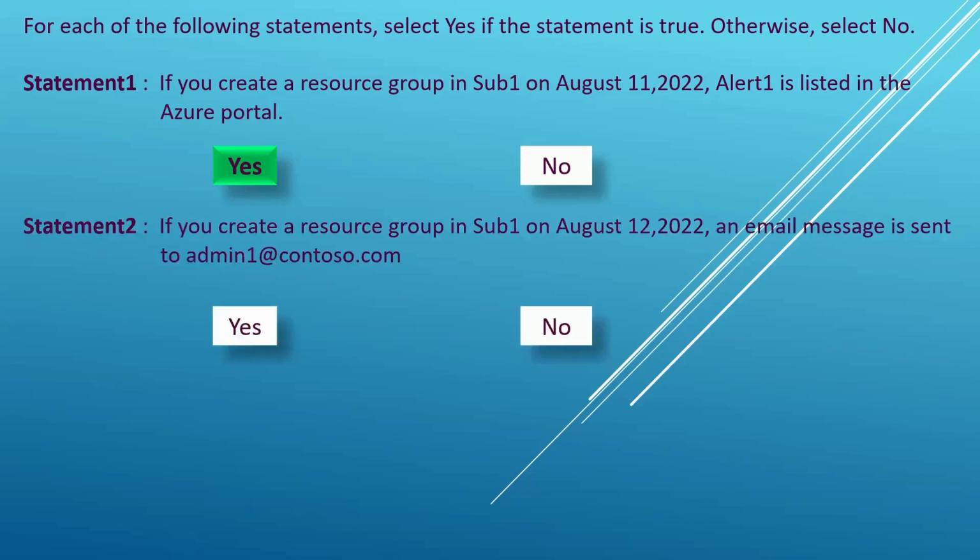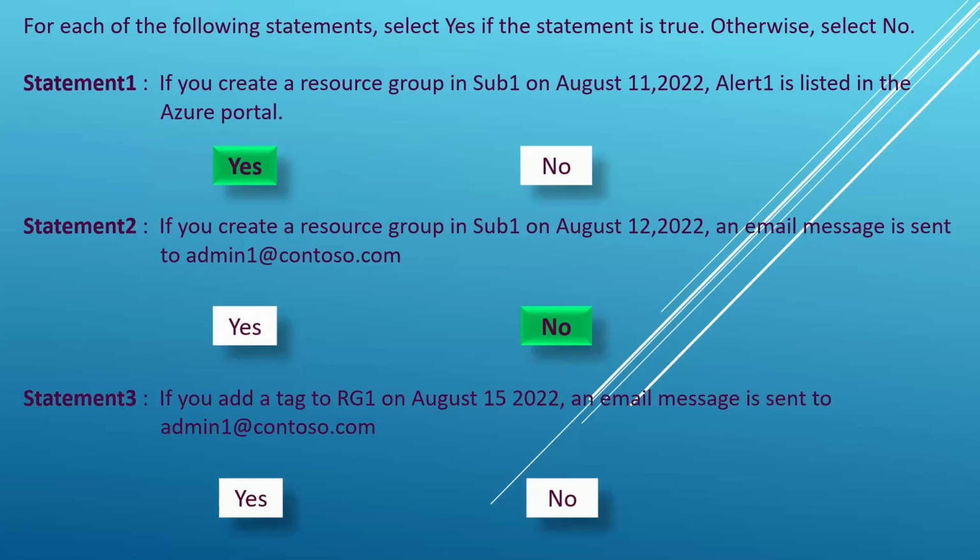Now the second statement is, if you create a resource group in Sub1 on August 12, 2022, an email message is sent to admin1@contoso.com. This statement is incorrect because here we are talking about an alert being sent, and August 12 lies between August 10 and August 13. So this alert will be suppressed and no email will be generated. Let's look at the third statement. If you add a tag to RG1 on August 15, 2022, an email message is sent to admin1@contoso.com. 15th August falls outside the time range for which alerts are suppressed. So yes, an email will be sent to admin1@contoso.com in this case.